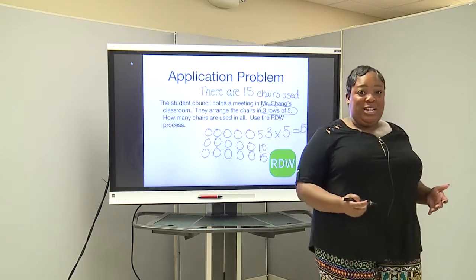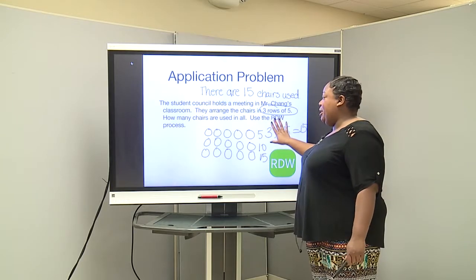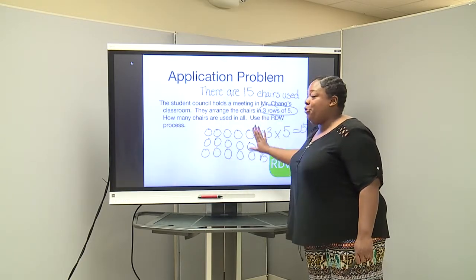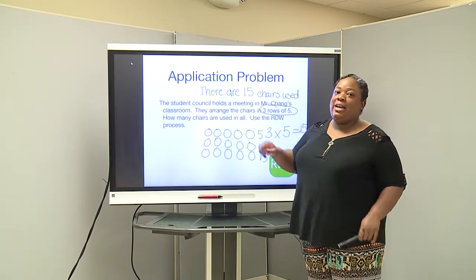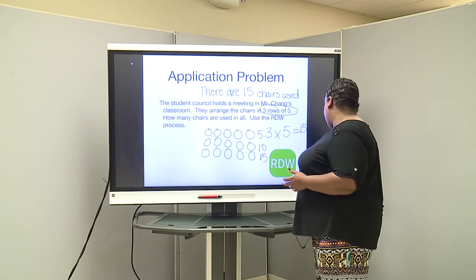So we made sure that we did every step that they told us to do. They told us to use RDW. We read it, we drew an array, and then we wrote a sentence to answer our question, okay? So we always want to make sure that we do all of those steps.